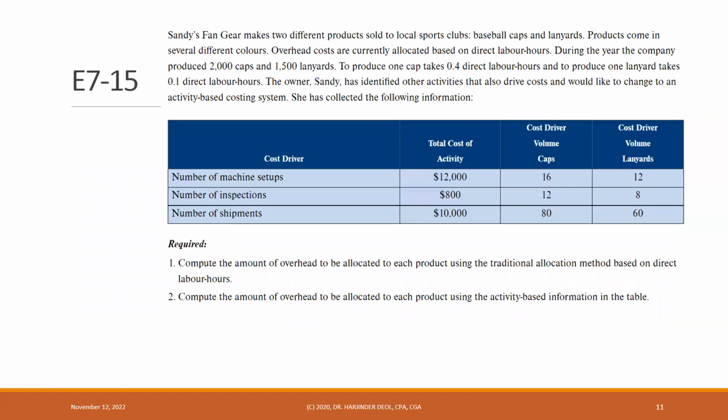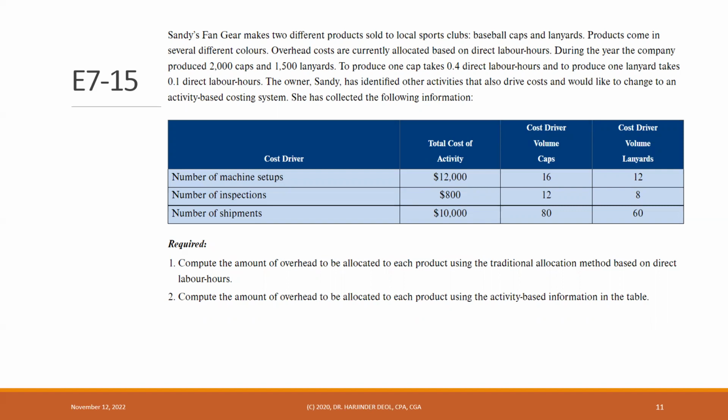Let's take a look at an example. So this company makes baseball caps and lanyards. Currently, overhead costs are allocated based on direct labor hours. During the year, the company produced 2,000 caps and 1,500 lanyards. We're told that it takes 0.4 direct labor hours to produce one cap and 0.1 direct labor hours to produce a lanyard.